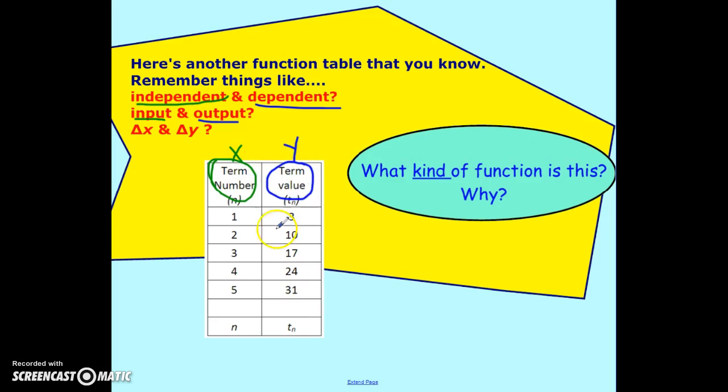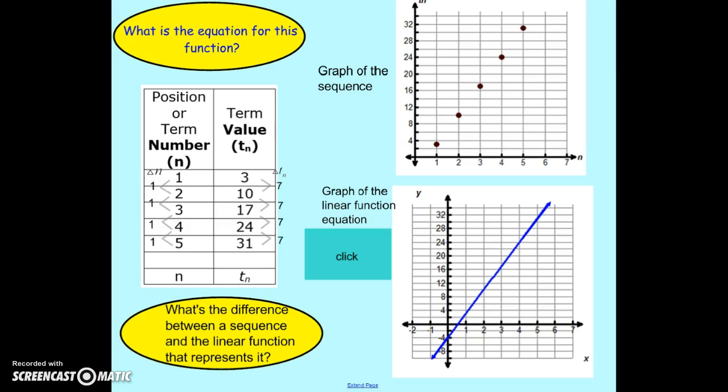So the tables are set up very similarly. X on the left, y on the right. And we already discussed that these are linear functions. You can find equations for these functions just the same way you find equations from any table. Finding the difference, obviously our term numbers are increasing by 1 and our term value is increasing by 7.